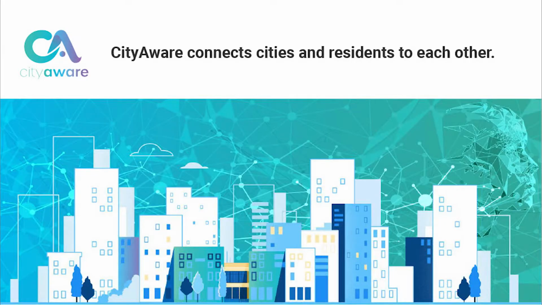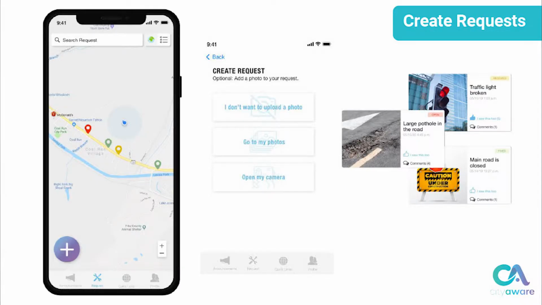In the purest sense, CityAware connects residents and cities together. Requests and announcements are the main two features of the app. First, let's talk about requests. Requests are used by residents to communicate with the city.